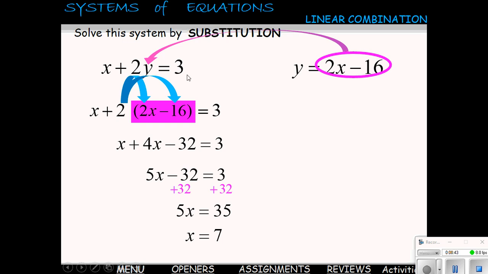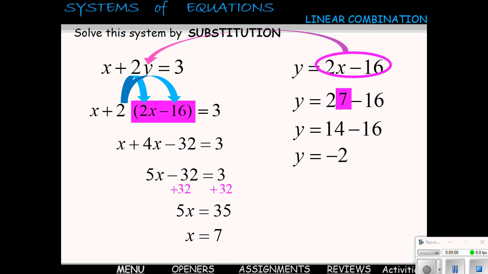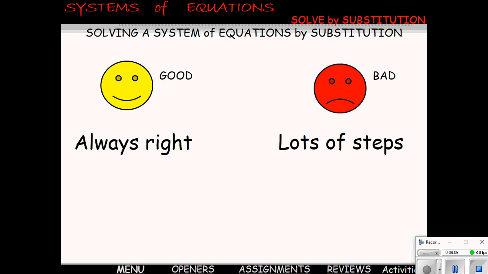Okay, so we're going to plug 7 in to one of these equations, either one. The one on the right here looks easier, to find out the value of y. So I'm going to take this equation, y equals 2x minus 16, and x is going to become the number 7. y equals 2 times 7 minus 16. Well, 2 times 7 is 14, and 14 minus 16 is negative 2. So our solution to this system of equations, x is 7 and y is negative 2.